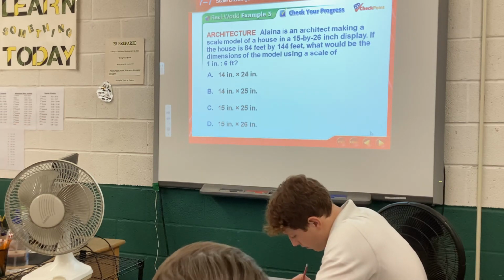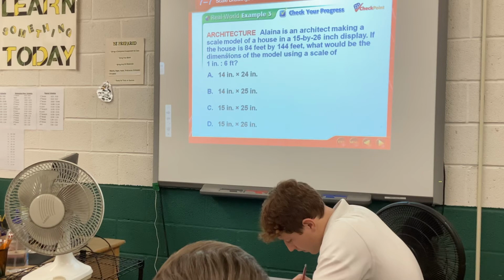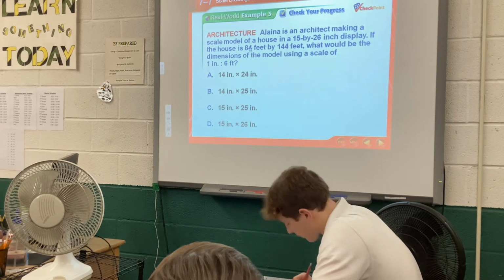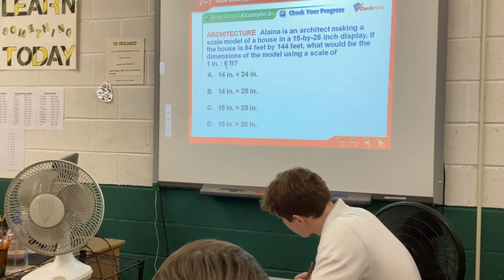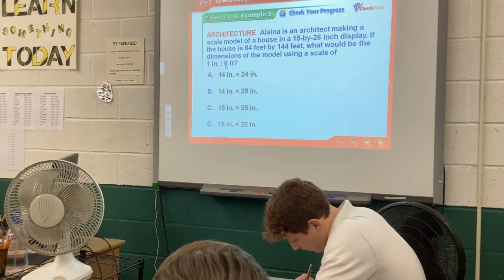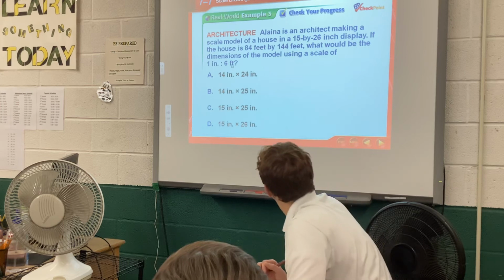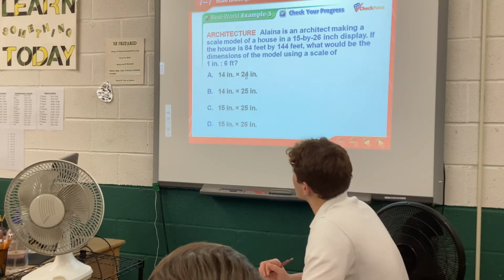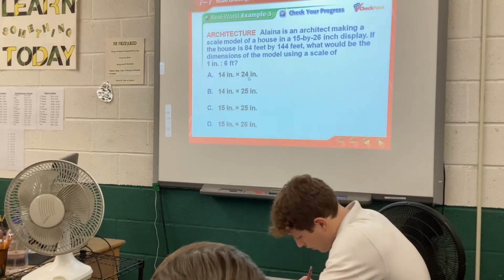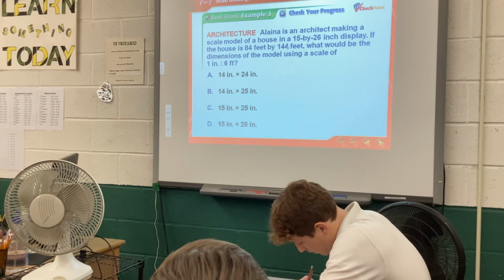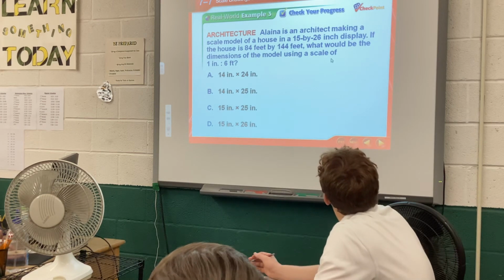So then I'm going to take this, and if I take 84 divided by 6, what do I get? 14. And if I take 144 divided by 6, I get 24. So 14 inches by 24 would fit on my piece of paper or canvas or whatever they're talking about, my display case.